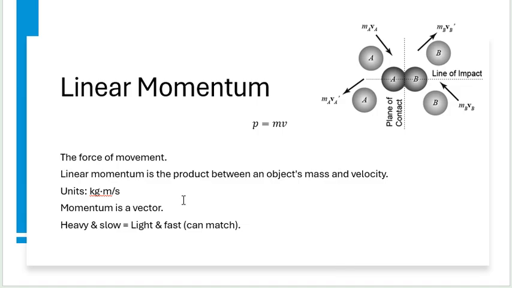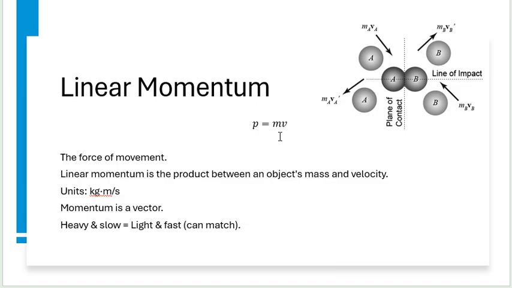Okay, so linear momentum. We write it this way, and this is your rule. The formula is like this. We're looking at a mass, an object, going with a velocity. So in momentum, we're studying how big an object is moving and how fast. That is called the momentum, the force of movement. That's the formal definition.